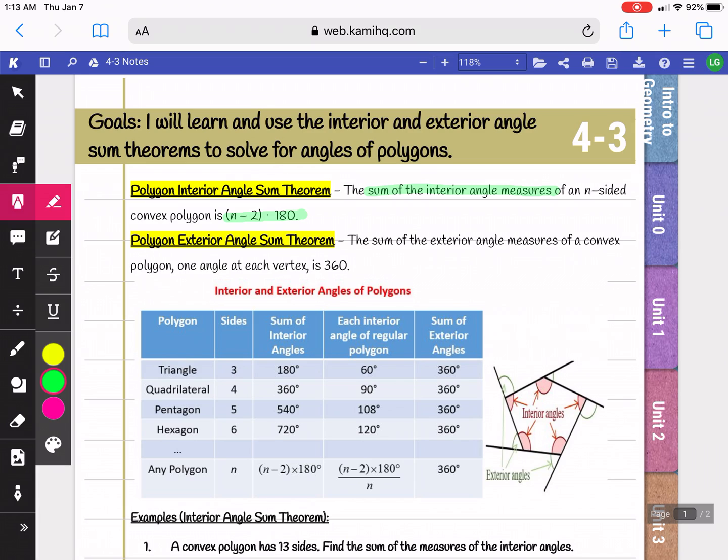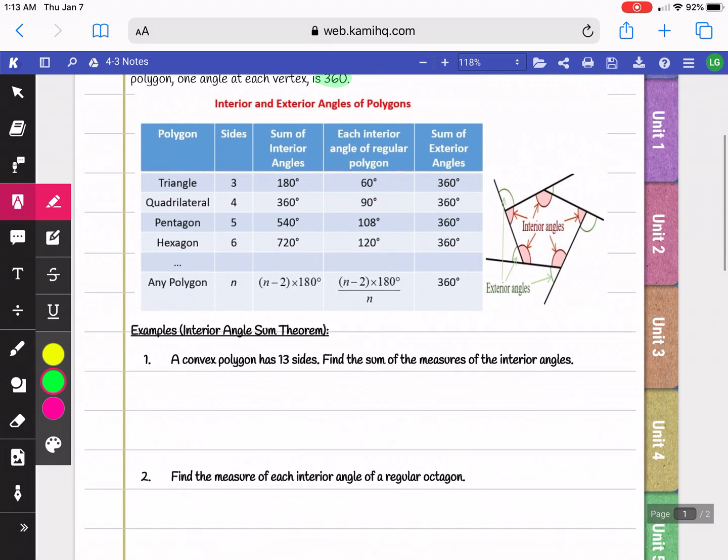The exterior angle sum theorem tells you that the sum of the exterior angles, or angles on the outside of a polygon, all add up to 360. So no matter how many sides it has, the exterior angles will always add to 360. Here I have a picture to show you what the interior and exterior angles of polygons look like, and a chart that shows you the sums for different types of polygons.